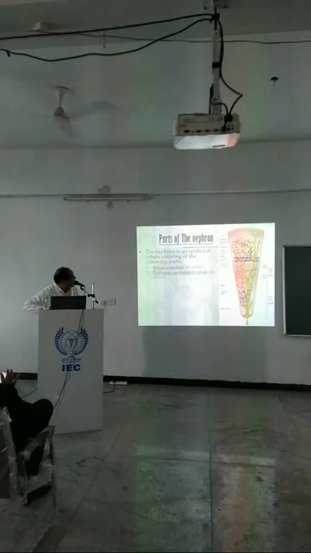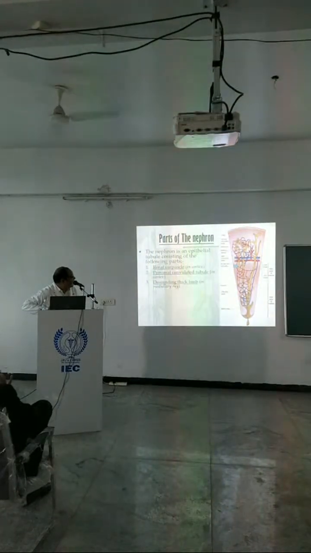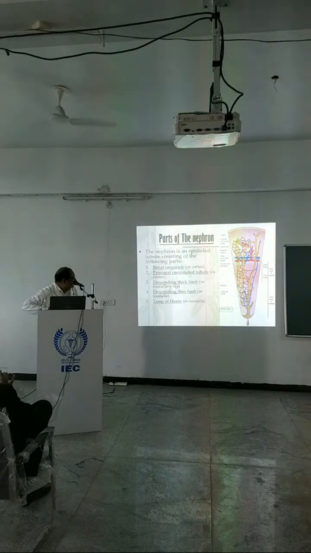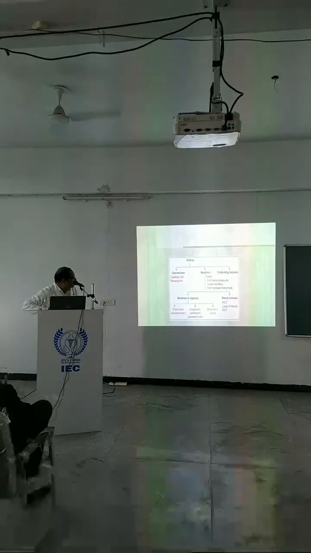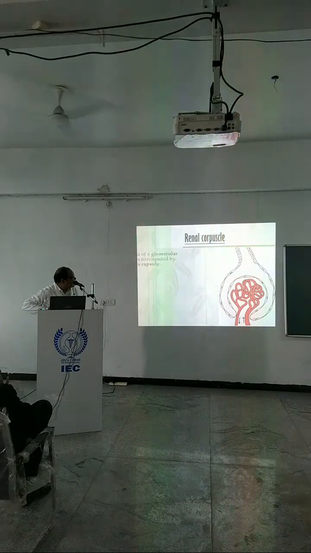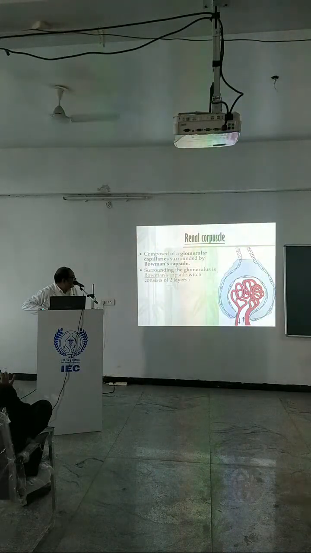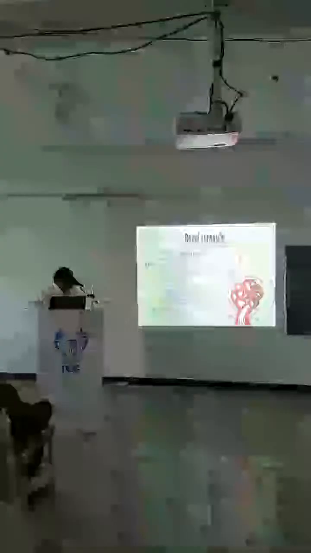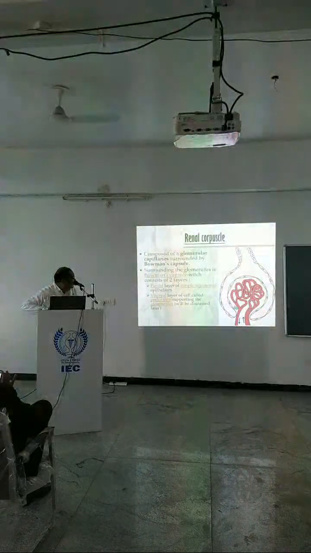Parts of the nephron. The nephron is an epithelial tubule consisting of the following parts: renal corpuscle, PCT, that is the proximal convoluted tubule, DCT, and loop of Henle. Now, about the structure of the glomerulus. This is the Bowman's capsule surrounding the glomerulus. It shows simple squamous epithelium, the visceral layer.